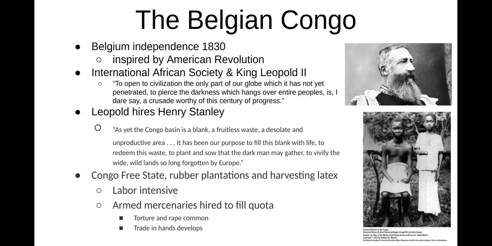As a result of the use of these hands that were brought back, there was actually a trade in hands that develops. The hands actually acquire some sort of monetary or currency type value, because you bring them back to the functionary who's presiding over this colony, and that's proof of something, and they become monetary in use. In fact, if you want to read a novelization of this terrible, almost brutally horrible situation, you can read Joseph Conrad's Heart of Darkness, which is largely based on this colony.